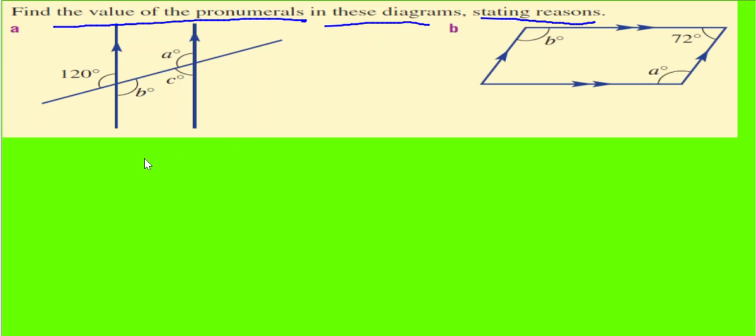Well, hello and welcome back. Hopefully you've had a go at these problems. So let's have a go. I'm going to go with angle A first.